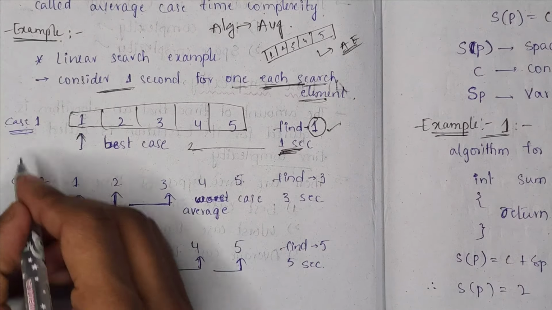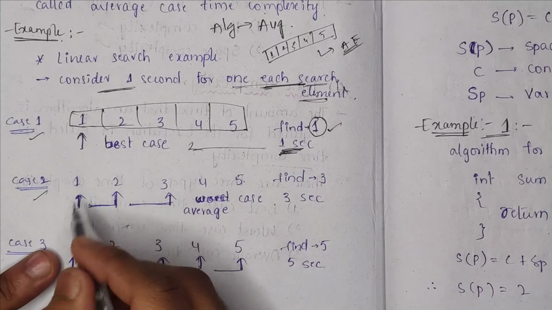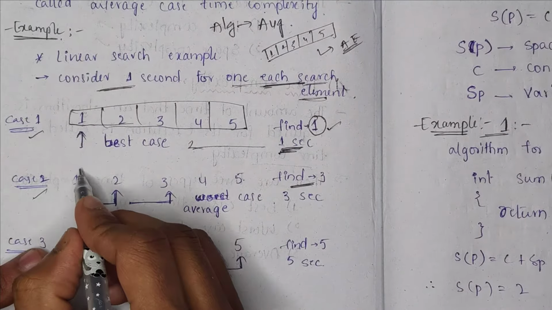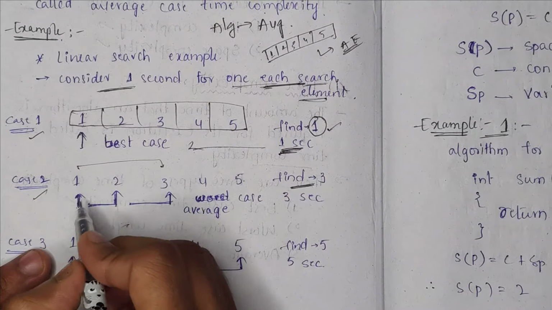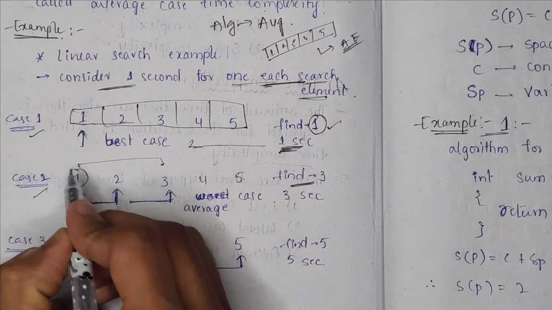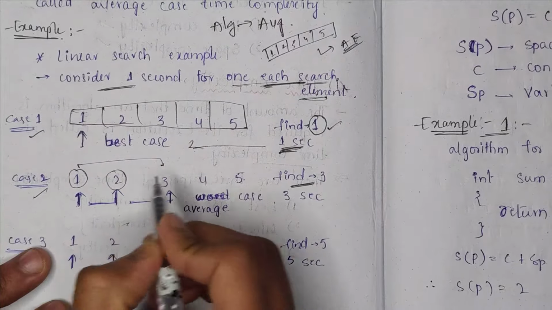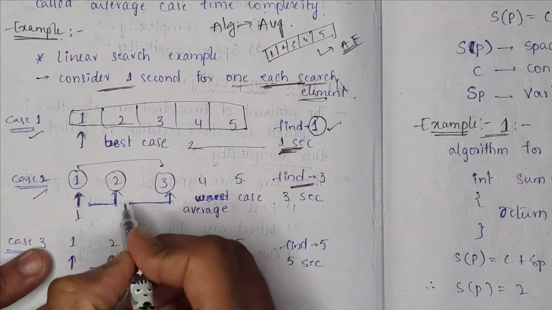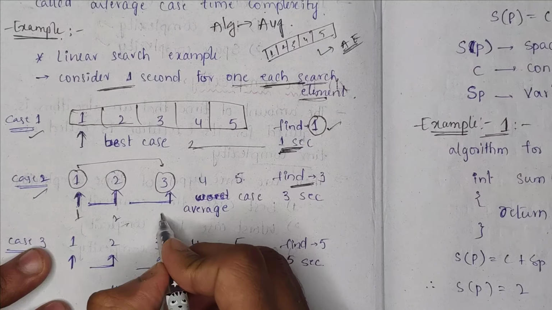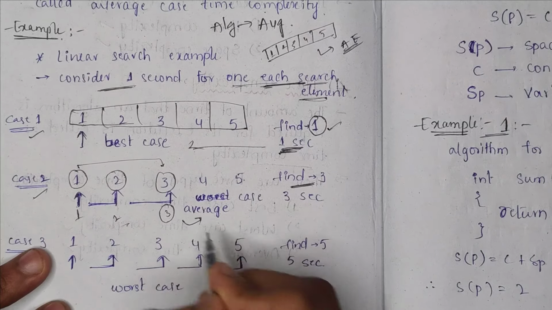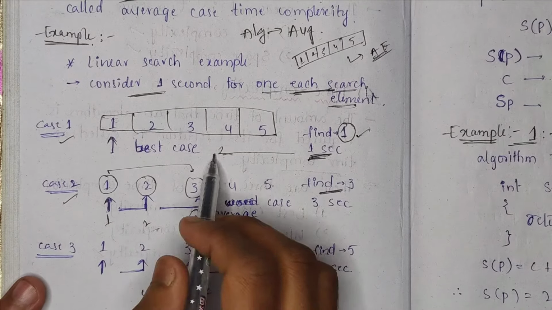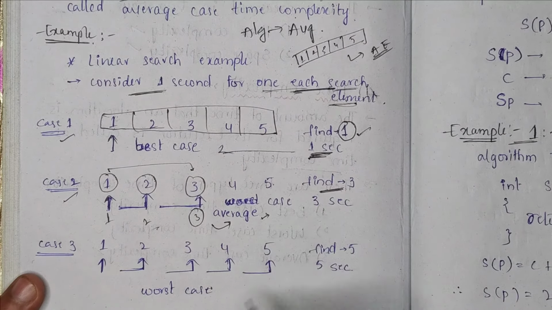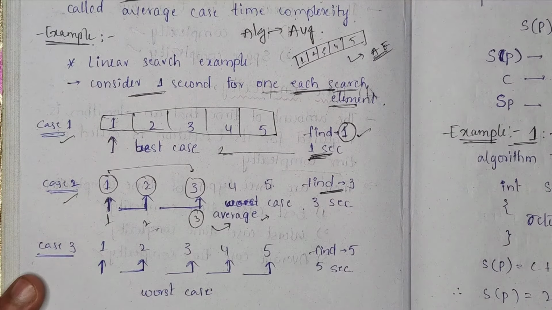This is case 1, and now the second case: here we need to find 3, which is in the third place. The algorithm first checks 1, then goes to 2, then goes to 3. Checking 1 needs 1 second, 2 needs 2 seconds, and 3 needs 3 seconds. That is neither the best case nor the worst case, but an average case time complexity to find an element in an array.